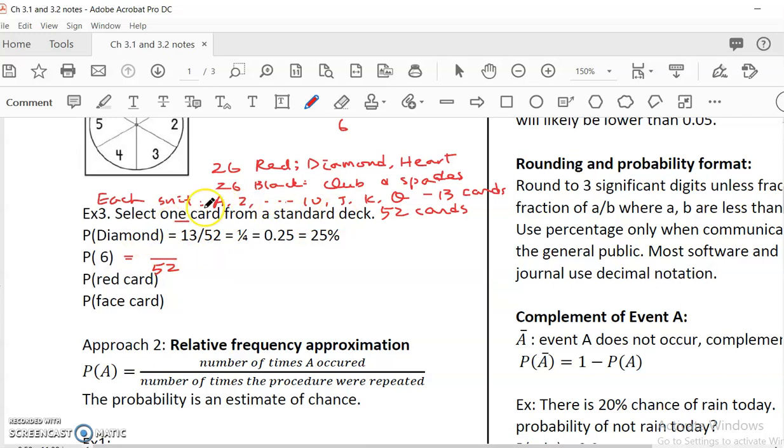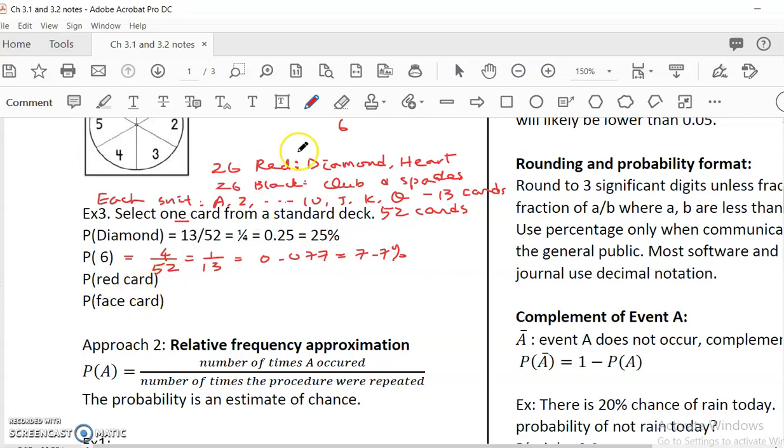How many 6s do I have? I have 1 six in diamond, 1 six in heart, 1 six in club, and 1 six in spade. So it's 4. If I simplify, it's 1 out of 13. 1 divided by 13 is 0.077 or 7.7%. So it depends on what they want.